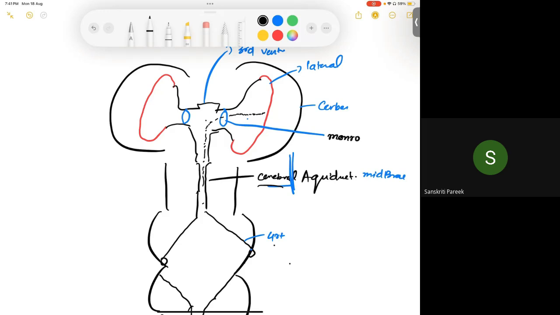So you can see we have two foramen which basically join the lateral ventricle with the third ventricle. What are these foramen?